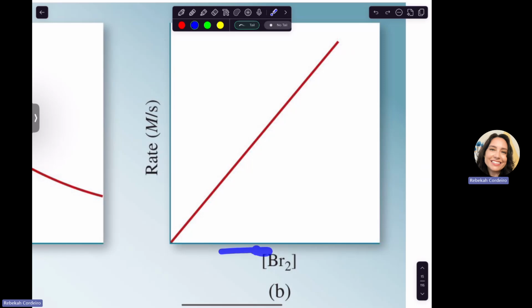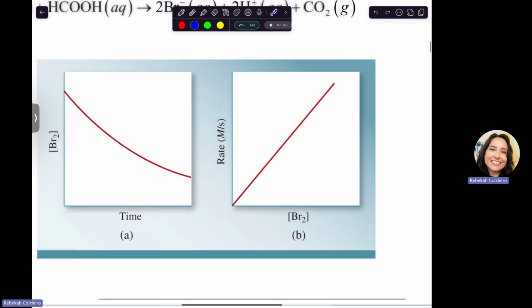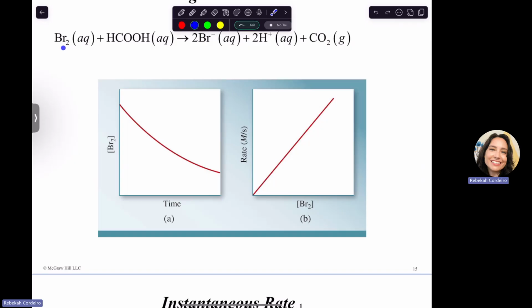So as we increase the concentration of bromine, our rate increases. If we start up here with a lot of bromine and we start decreasing the amount of bromine, my rate is going to go down because it's going to slow down because there aren't as many reactants. If there aren't a lot of reactants, we can't collide, and so it's going to change our rate.